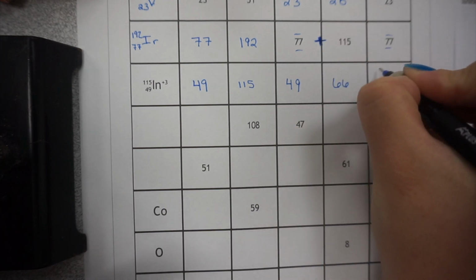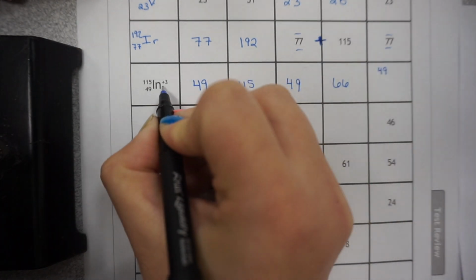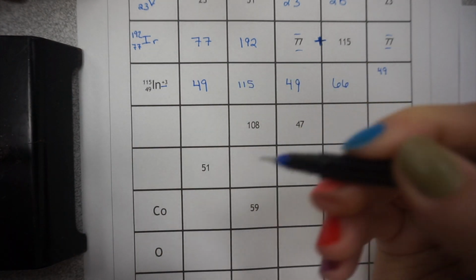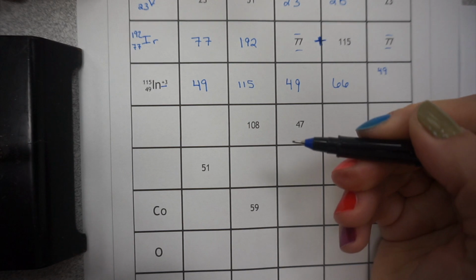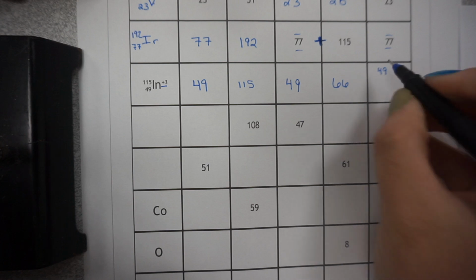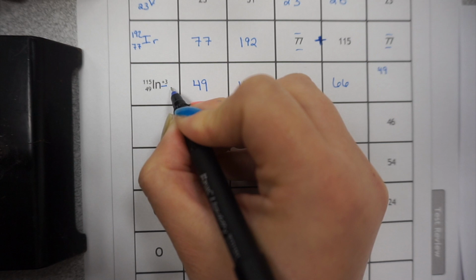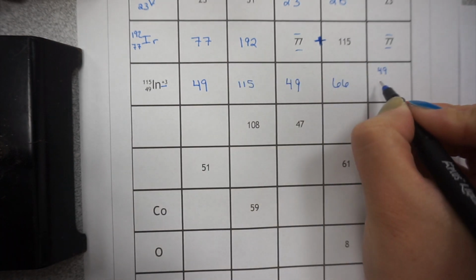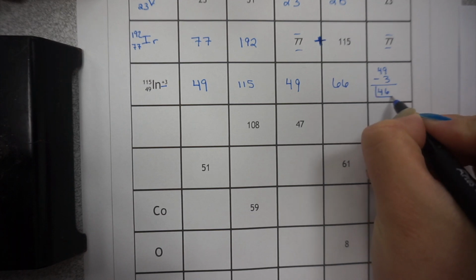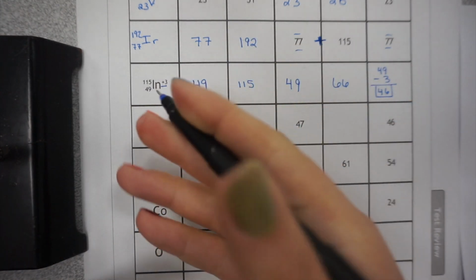Technically, if it was neutral, we would have 49 electrons, right? But it has a positive charge. So if it has a positive charge and it represents electrons, which are negative, we're actually going to take away 3 electrons from the neutral atom. If it's a positive 3 charge, that means we've lost 3 electrons. So we're going to take 49 minus 3, so then our actual answer is 46. That's how we determine the number of electrons based on an atom or a symbol that has a charge.